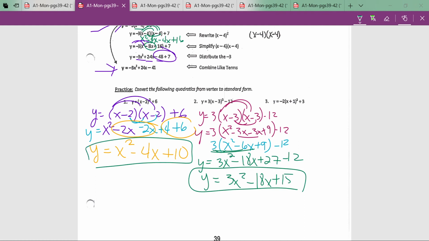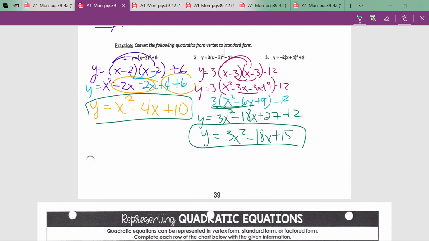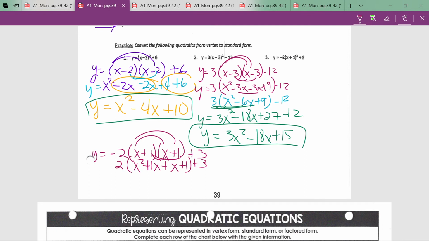All right, that last one, I'm going to do it down here because I ran out of room because I wrote too big. So y equals negative 2 times x plus 1 squared. So x plus 1, write it twice. Okay, x times x is x squared, x times 1 is 1x. Then 1 times x is 1x, and 1 times 1 is 1. Bring down the plus 3, bring down the 2. Combine like terms, which is these two.